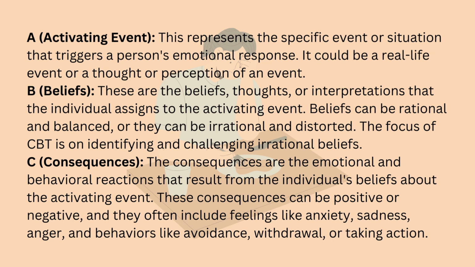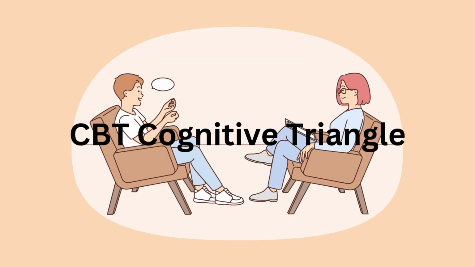A, Activating event. This represents the specific event or situation that triggers a person's emotional response. It could be a real-life event or a thought or perception of an event. B, Beliefs. These are the beliefs, thoughts, or interpretations that the individual assigns to the activating event. Beliefs can be rational and balanced, or they can be irrational and distorted. The focus of CBT is on identifying and challenging irrational beliefs. C, Consequences. The consequences are the emotional and behavioral reactions that result from the individual's beliefs about the activating event. These consequences can be positive or negative, and they often include feelings like anxiety, sadness, anger, and behaviors like avoidance, withdrawal, or taking action.